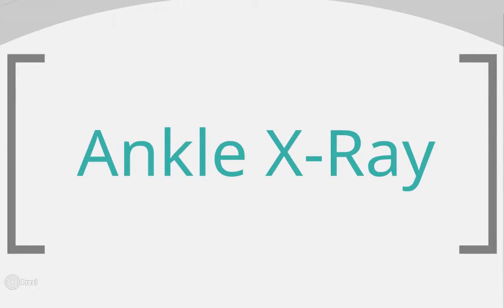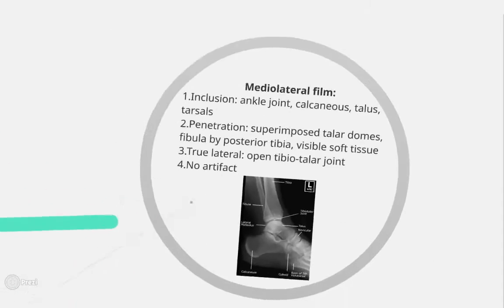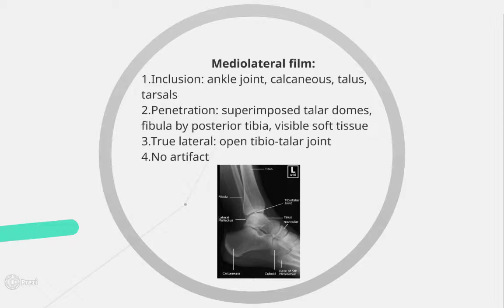On an AP ankle X-ray, you want to ensure that both the tibia and fibula are visible up to the metatarsals. Make sure that you can see the bony trabeculae and soft tissue margins. To exclude rotation, look at the medial and lateral joints. They should normally be open. On medial-lateral ankle X-ray, check the penetration by looking for both talar domes as well as how the fibula and tibia are superimposed.